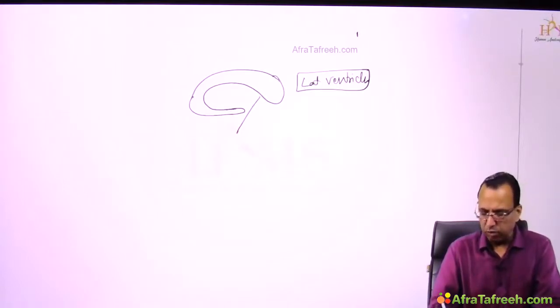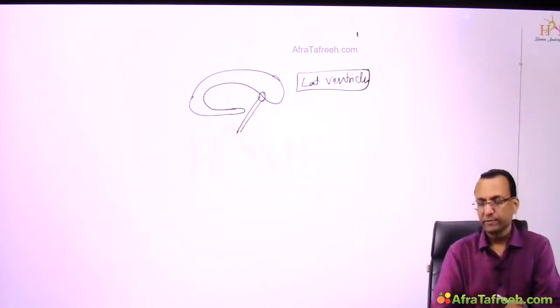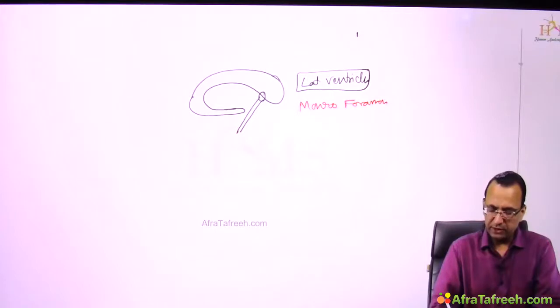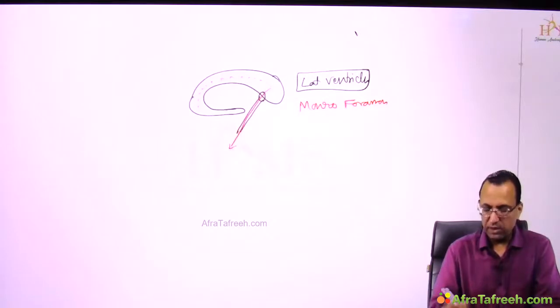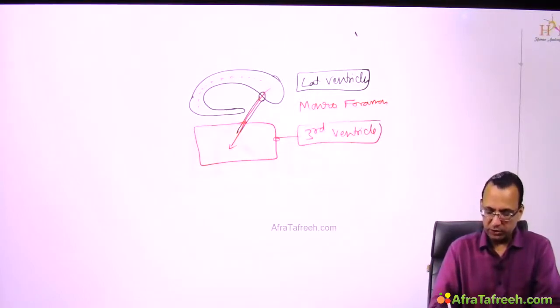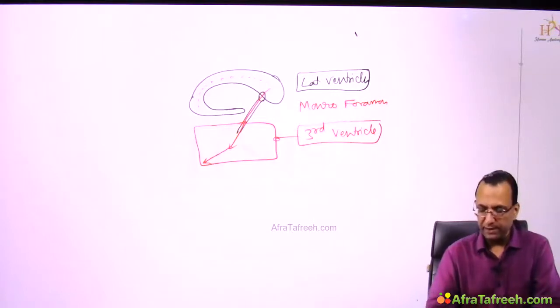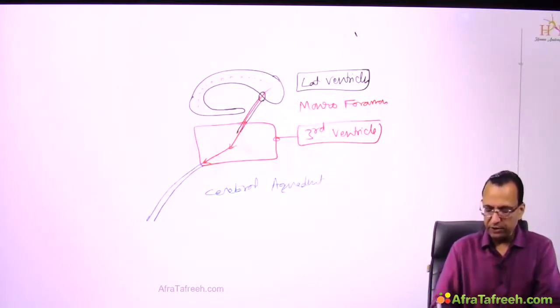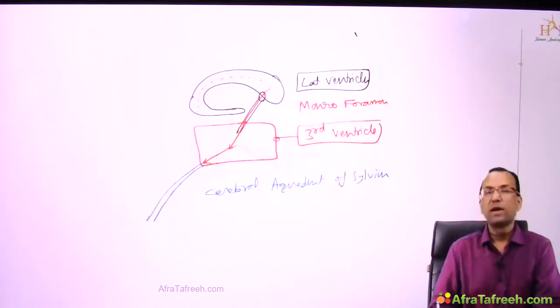Actually, there is one opening. What is that opening? That is called the interventricular foramen of Monro. And that Monro foramen, what is it doing? It will let the CSF escape from the lateral ventricle into the third ventricle. And when the CSF comes into the third ventricle, it will be going towards what is called the cerebral aqueduct of Sylvius. So when it is going towards the cerebral aqueduct of Sylvius, where is it going after that?